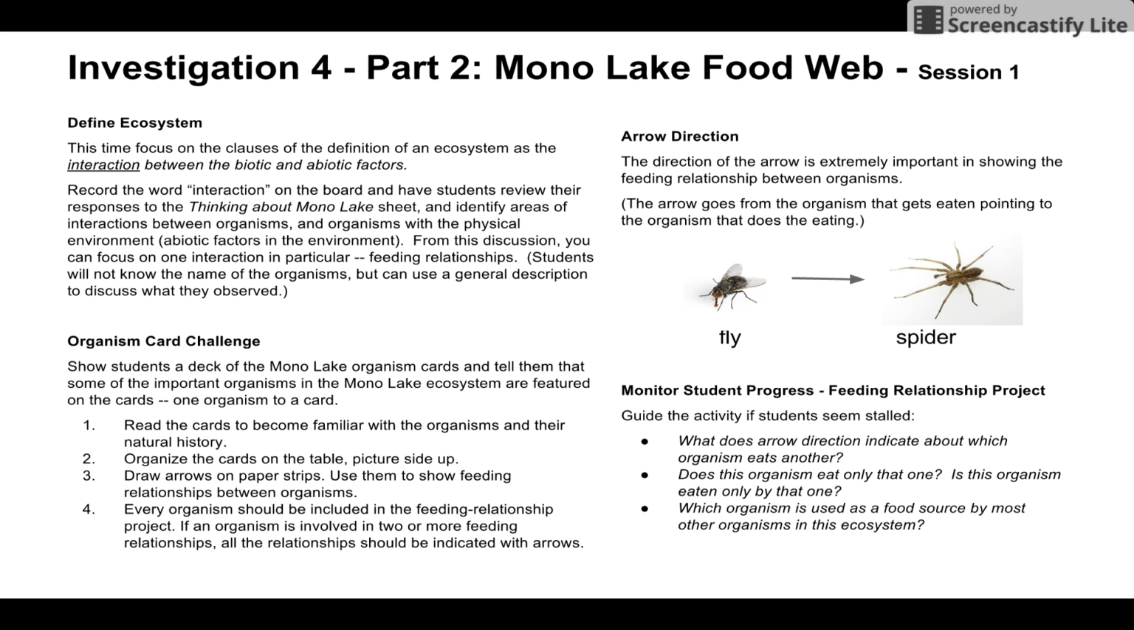So some suggested questions are, what does arrow direction indicate about which organism eats another? Does this organism eat only that one? Is this organism eaten only by that one? Which organism is used as a food source by most other organisms in this ecosystem?